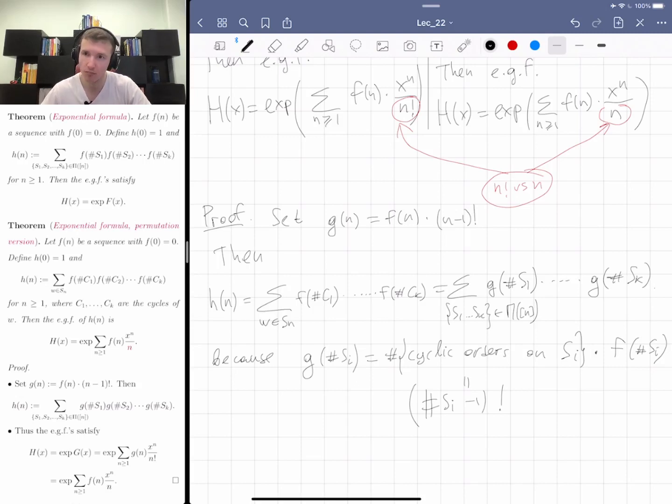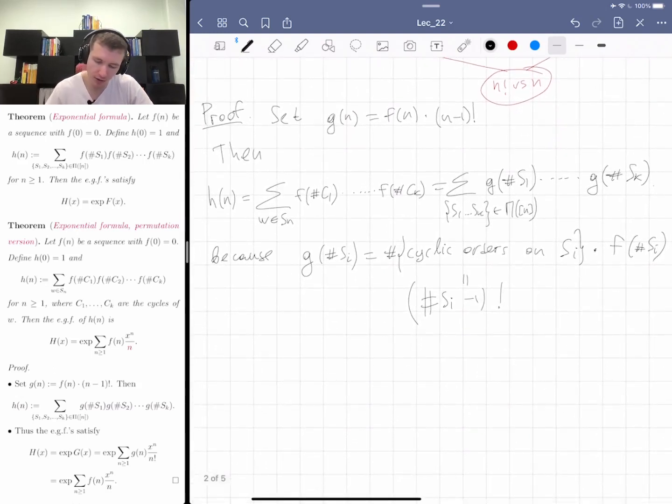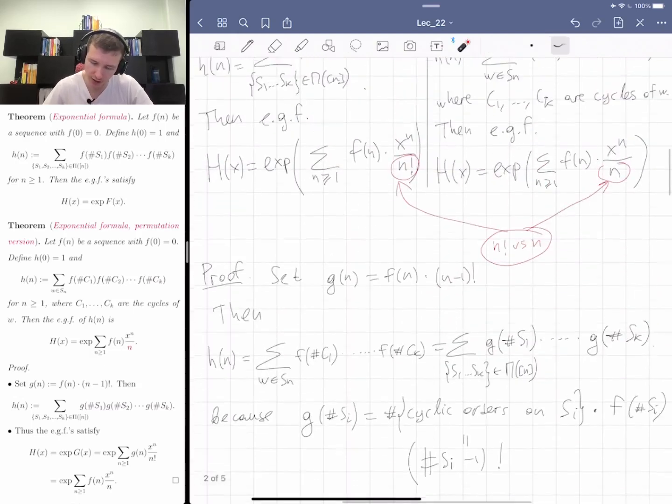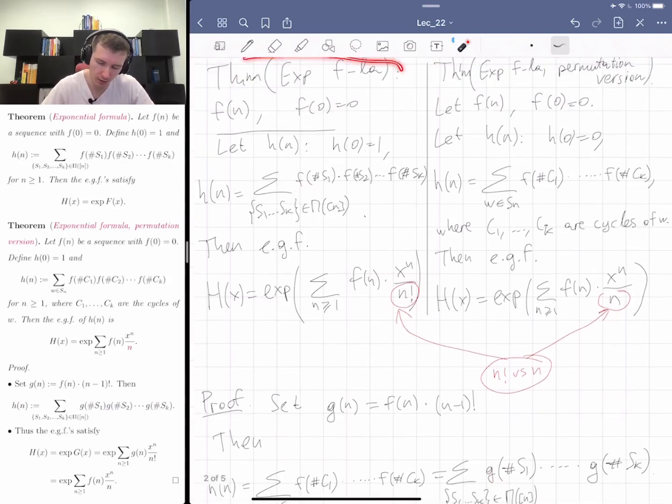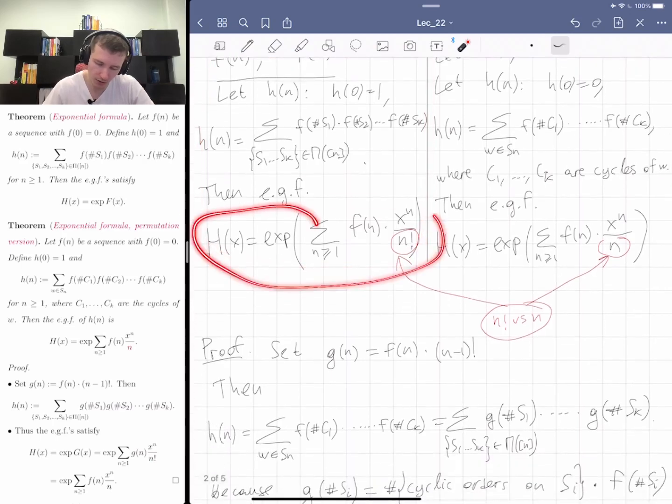Okay? So I'm just doing a very simple transformation to my sequence, and if I look at this formula here, I see that it's exactly the same as the formula on the left, except that this one has f and this one has g. So in particular, the usual exponential formula applies, and what I get is this conclusion here.